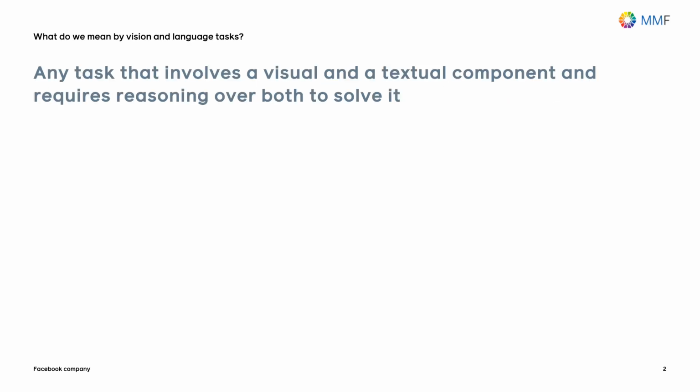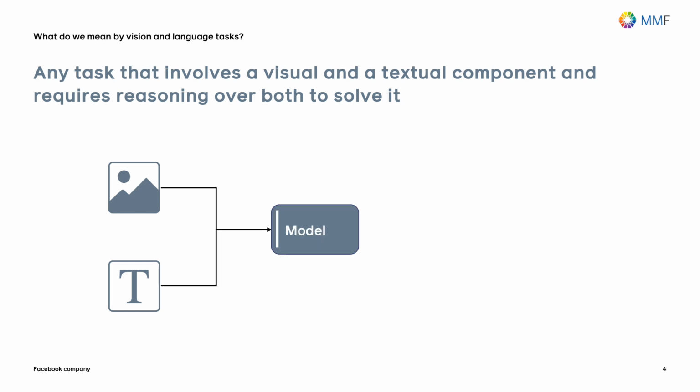Before we even dive in further, let's talk about what we mean by vision and language tasks. Specifically in MMF's language, any task that involves a visual and textual component and requires reasoning over both to solve it, we would call a vision and language task. So let's say we have an image and text source which is passed through a model. The model does its voodoo magic and returns an output. This is the scenario we will be limiting vision and language tasks to inside MMF. So anything that fits inside this particular scenario is a vision and language task for MMF.